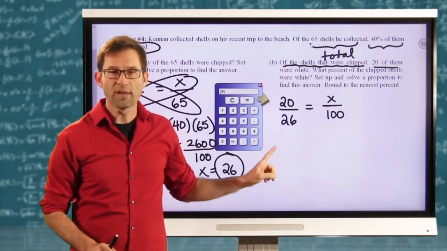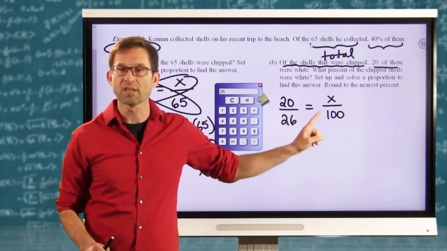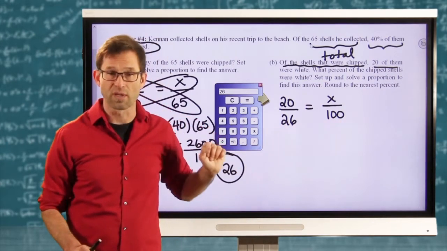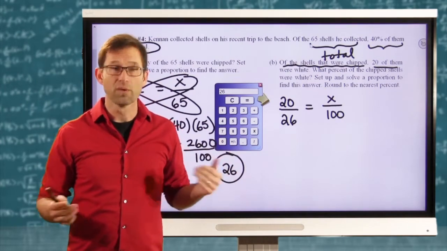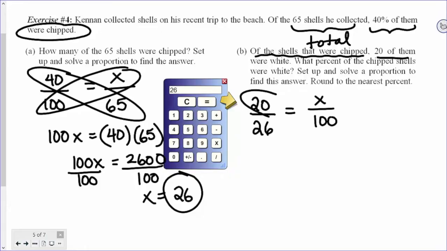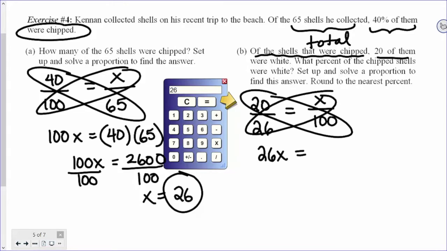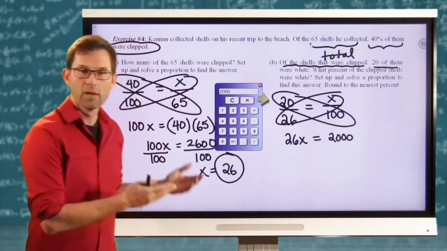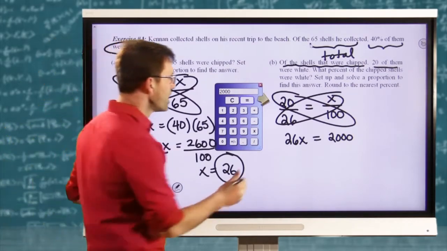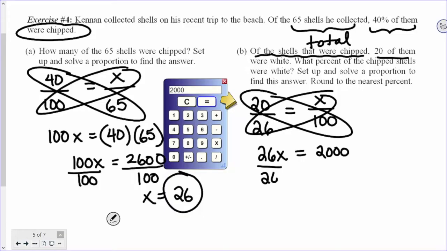And again, not so easy to convert 26 into 100 or vice versa. So we simply do some cross-multiplying. All right, in this case, we get 26x, right? We do 20 times 100. Again, I hope a problem like that is relatively easy to do in your head, but in case it's not, we get our 2,000. I divide both by 26.